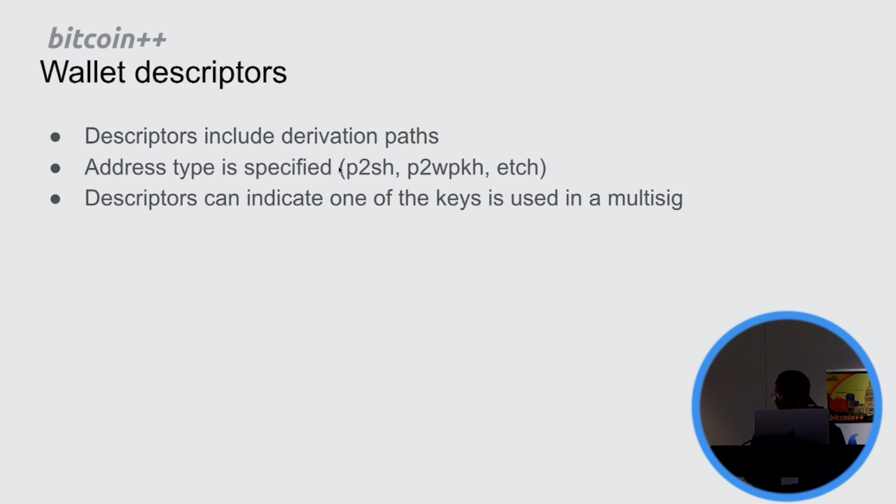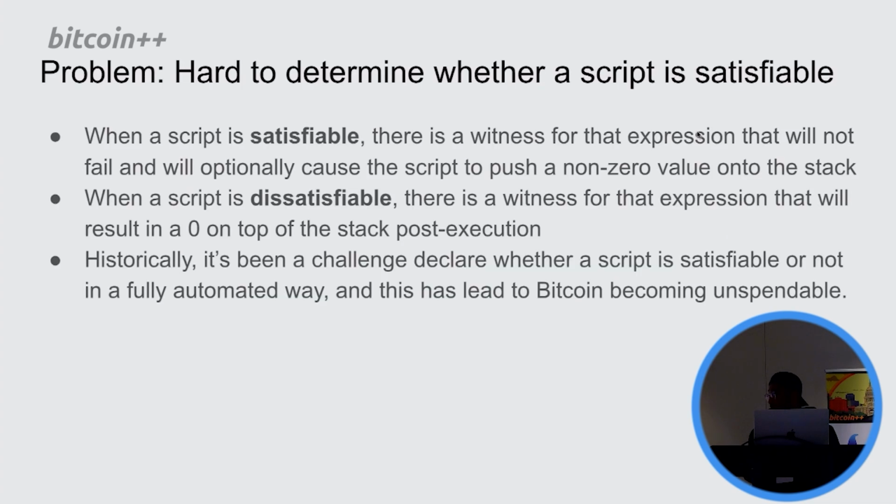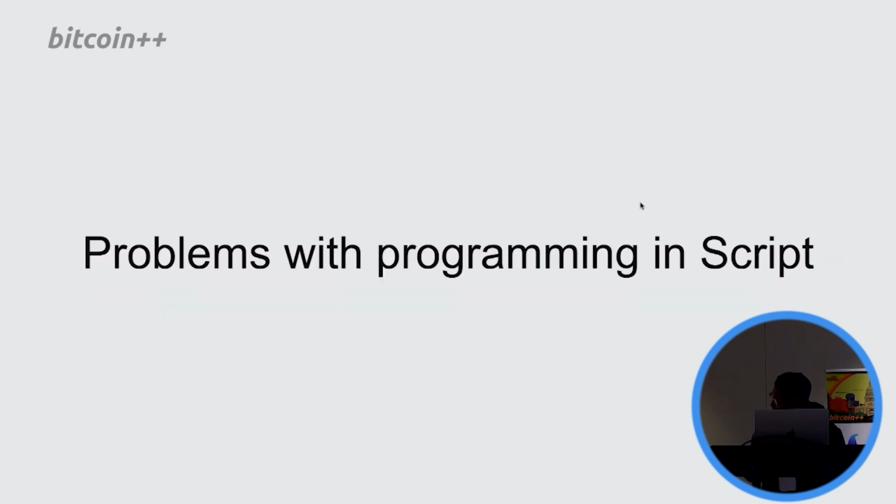And the big takeaway, I guess, for that small section is that people want advanced scripts for multiple different reasons, but mainly to keep Bitcoin running well, whether it's for scaling or to keep their coins safe. People want advanced scripts, and Miniscript is a way to give them a little bit more choice in what they're able to do with scripts. I think I skipped a couple here. Yeah, people want advanced scripts.